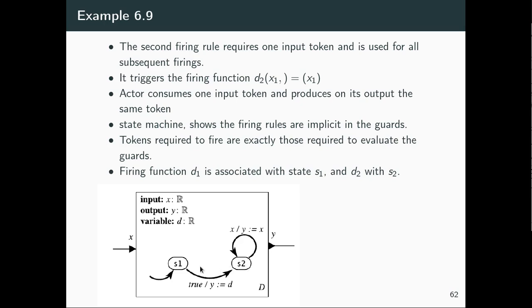Please note that once it moves to the initial state, at the first firing, it will use the first firing rule D1, and it will just move to state S2. It will only produce the output D, which is given here. The guard condition is true, which means that whatever the input, it just produces an output D. In the next firing, it will produce the previous input, which is X, the input that it received in the previous firing. So basically, it will produce an initial value D, and then continue to produce the data that it receives on its input port.